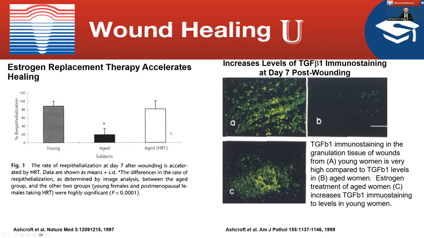And in the patients who were provided hormonal replacement therapy, as estrogen or combined, for 3 months, we found that they regained the regenerative capacity of the skin and improved wound healing and re-epithelialization. Not only re-epithelialization, but also improved collagen deposition in those wounds. From another aspect, they discovered an increased level of TGF beta 1 at day 7 post wounding.